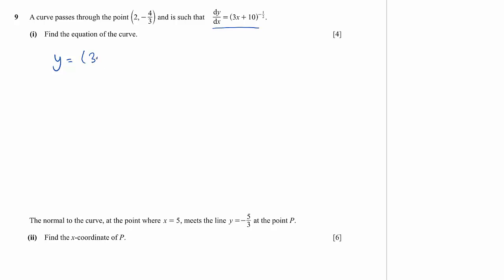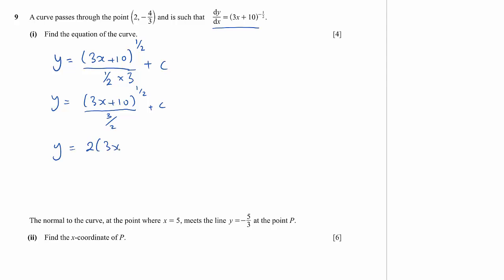So we're going to have 3x + 10, increase the power by 1 to a half, divide by the new power. But here we also need to divide by the differential of the inside function. So what we have is (3x + 10)^(1/2) over 3/2. And here we're dividing by a fraction, so we turn it upside down and multiply, so it's 2 times (3x + 10)^(1/2) divided by 3, plus a constant.